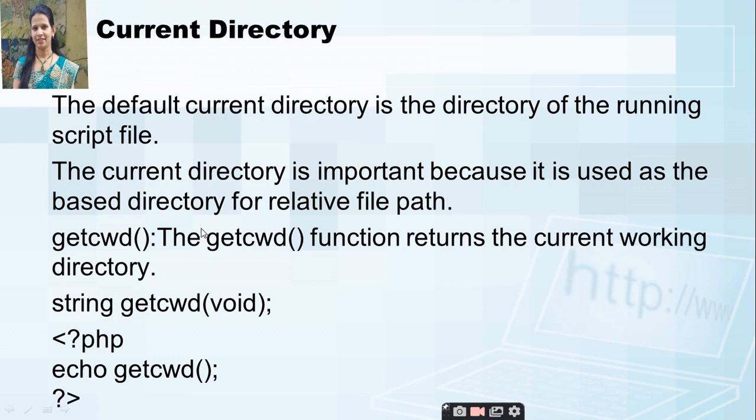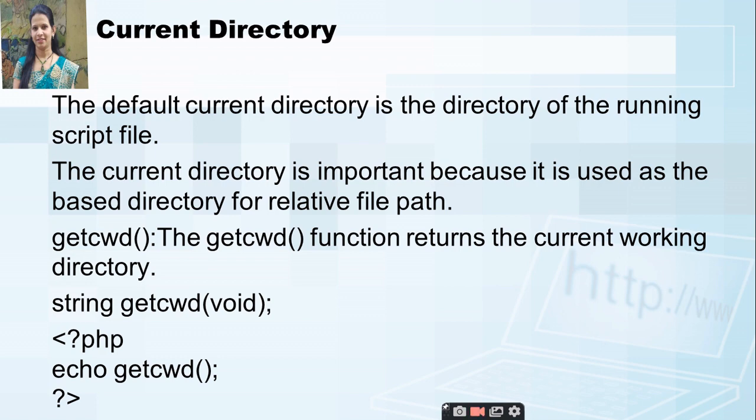Then next is the current directory. For the current directory there are also some functions. The default current directory is the directory of the running script file. Default directory means the one in which your script is running. The current directory is important because it is used as the base directory for relative file paths, so it's very important.